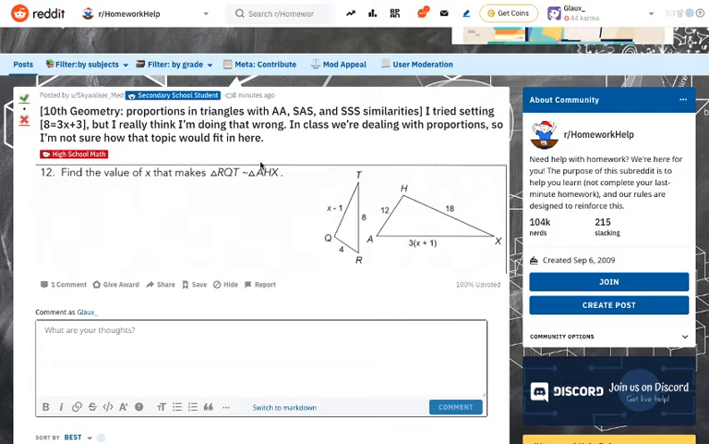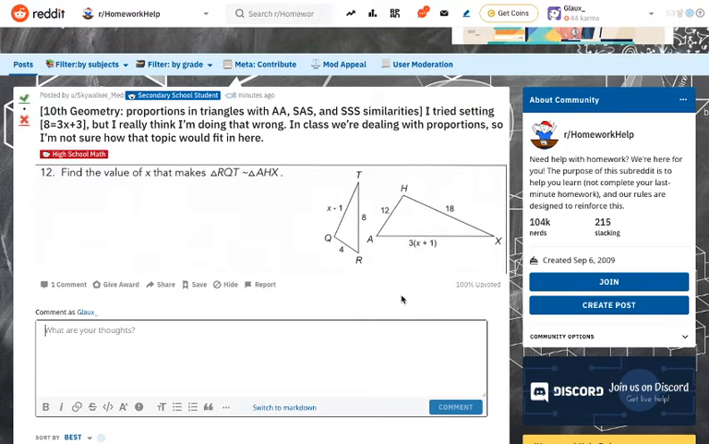So the question is, find the value of x that makes triangle RQT similar to triangle AHX. If we assume that these are similar, then the ratio of their corresponding sides should be equal. So we can choose two sides that have expressions of x in them, and we can solve for that. I haven't even attempted this yet, but let's see what we got. Let's choose this side and this side, and the ratio of these two sides is going to be equal to their corresponding sides in the other triangle. So let's try just these two, and we can get a really easy solution for x.